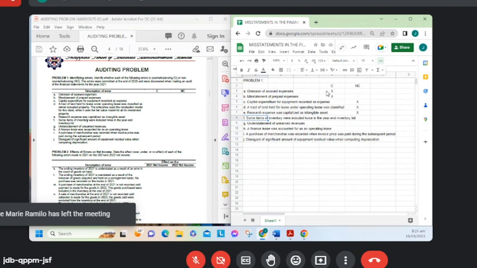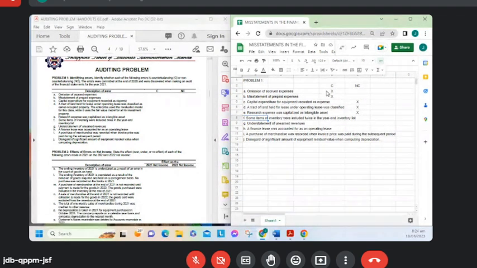So that will result in an understatement in cost of sales. So understated cost of sales, what will be the impact of that? There will be an overstated net income. Now, what about the inventory? The inventory is overstated as well. So at the end of the year, it's overstated. So beginning 2021, it's overstated.